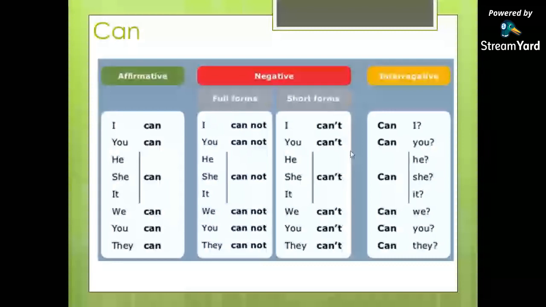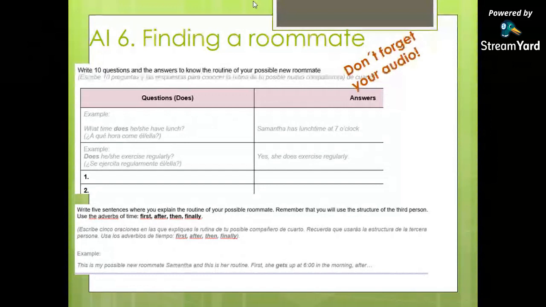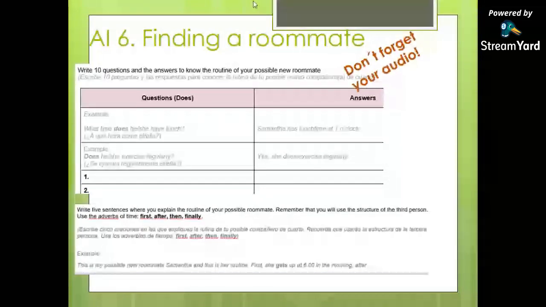Okay, this is about the first activity. Now, finding a roommate. It is another activity, the number 6 activity. And you have to imagine that you are interviewing your possible roommate. And you have to design some questions in order to know her or his daily routine. It is just an imaginary exercise. So you have to make the questions and also you have to answer the questions as if you were your roommate. It's just a kind of imagination.